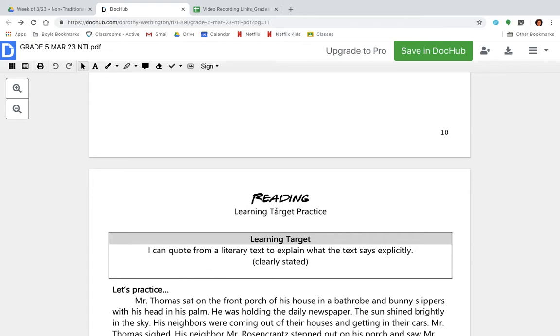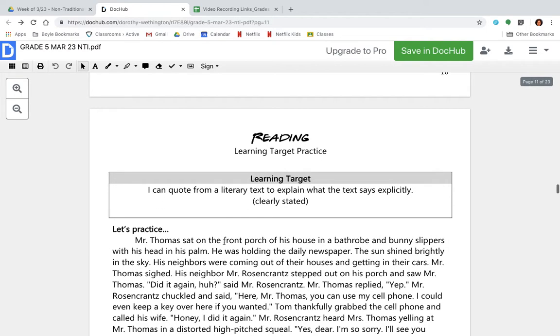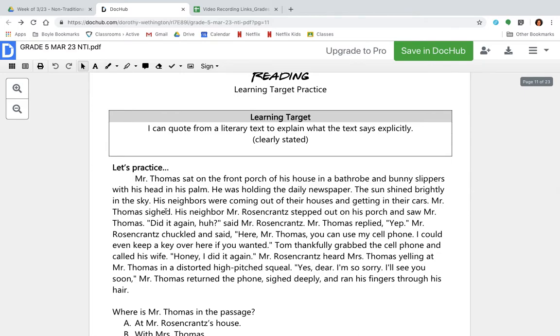Reading, learning target practice. Learning target: I can quote from a literary text to explain what the text says explicitly, clearly stated. Let's practice.